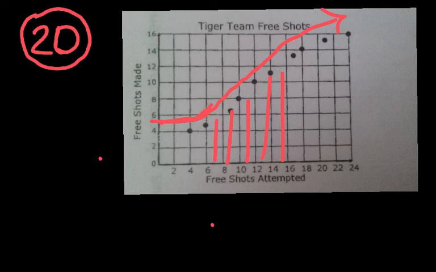G says the number of free shots made remained constant. That would mean that the lines would stay pretty much a straight line. That didn't happen, so that's not G. H says the number of free shots were decreased when the number of free shots attempted increased, so that means that these dots would be making a decline, which it didn't, so that's not your answer. And J says the number of free shots increased when the number of free shots attempted decreased, which again, that's not true either. So that would make F your final answer.